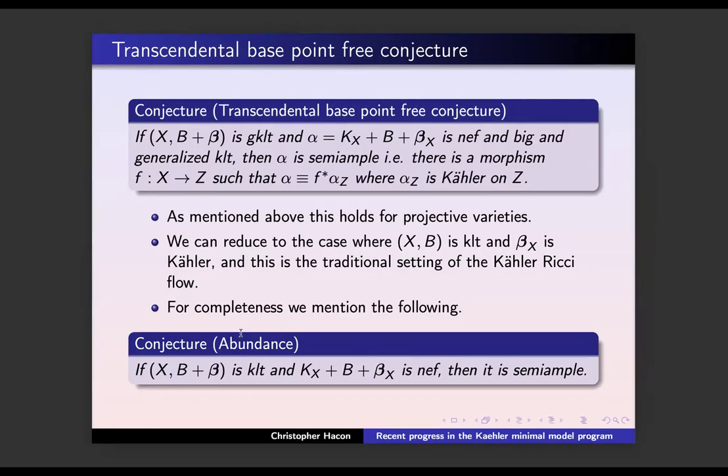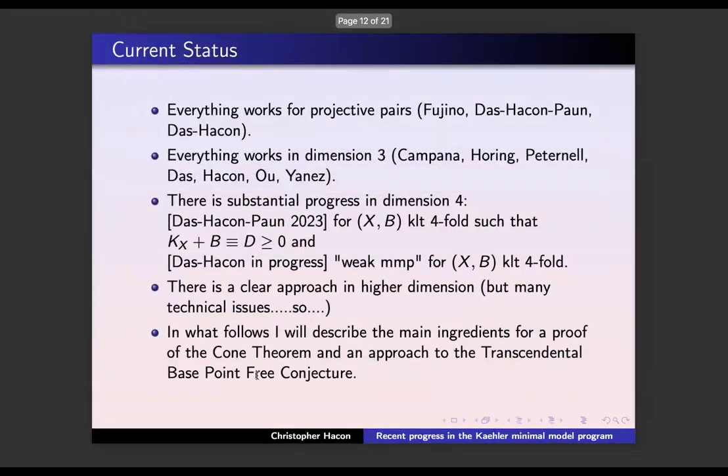And of course, one could get greedy and one could hope to prove abundance, but I won't say anything about that. This is known in dimension 3 and not in higher dimensions. Okay, so again, I've sort of mentioned this. Everything I've discussed works for projective pairs. It works in dimension 3. There's some substantial progress in dimension 4 already.